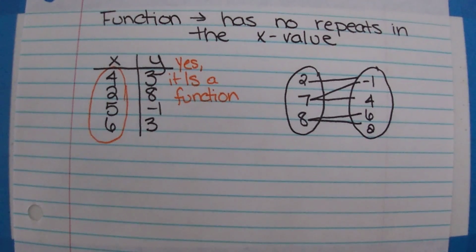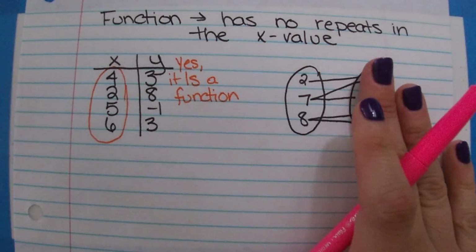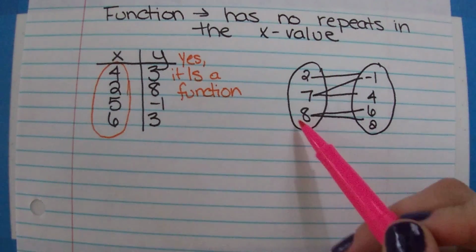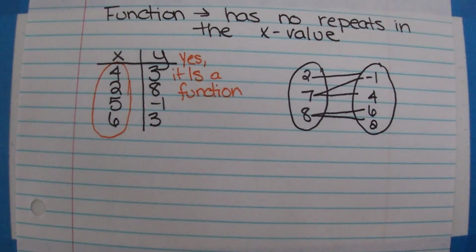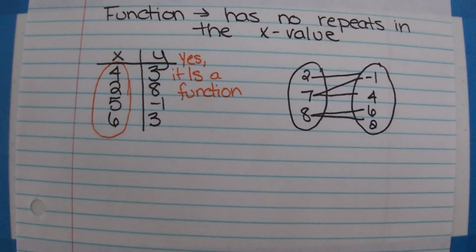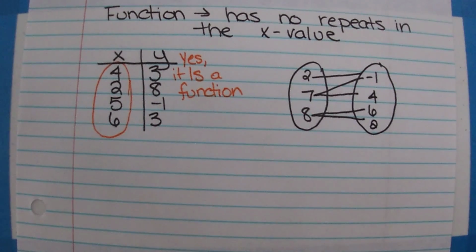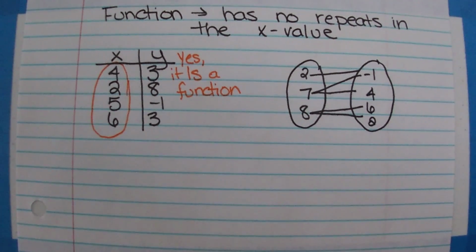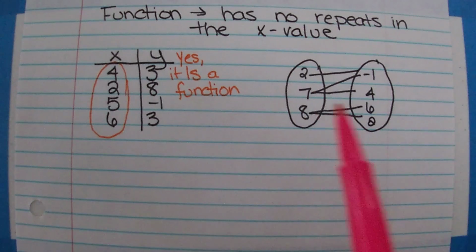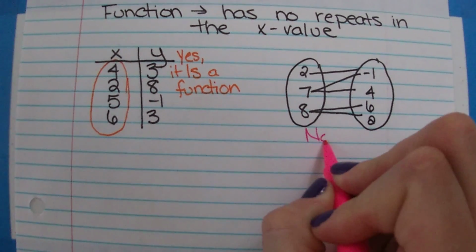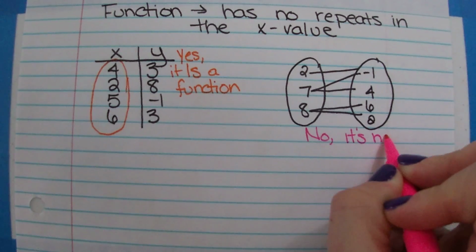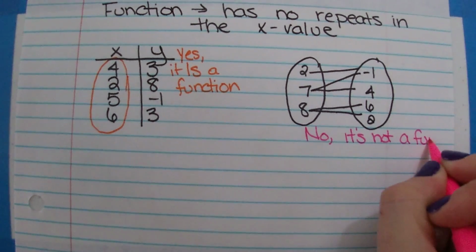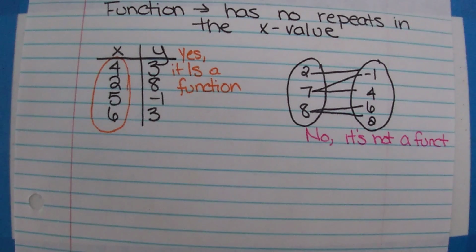Now, we would not see any repeats happening over here in the x column. Again, it doesn't matter what happens in the y. We're not going to see any repeats because our rule was that we couldn't write down any repeats in a mapping. So instead, what we're looking for is to see if a number has 2 lines coming from it. So this 7 has 2 lines coming from it, which means it would be used twice. So if there's 2 lines coming from it, we would say, no, it's not a function. Now, if everything only had 1 line coming from it, then we would say, yes, it is a function.